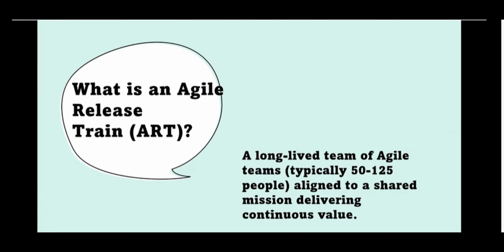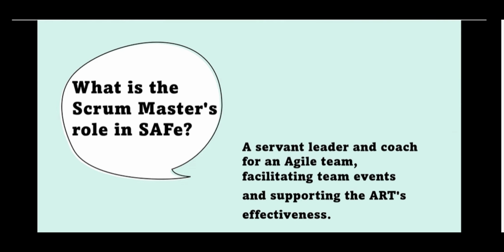What is an agile release train? A long-lived team of agile teams, typically 50 to 125 people, aligned to a shared mission, delivering continuous value. What is the Scrum Master's role in SAFe? A servant leader and coach for an agile team, facilitating team events and supporting the ART's effectiveness.